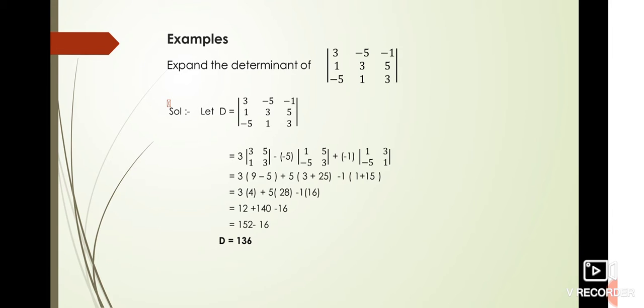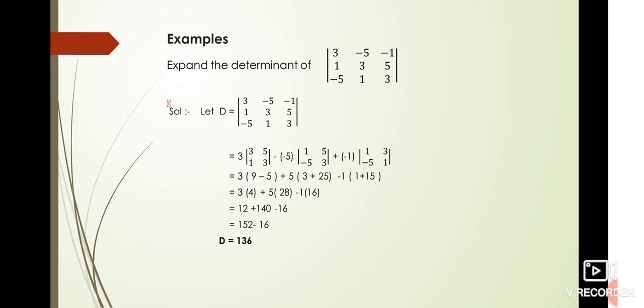So the remaining elements are 3, 5, 1, 3, minus the second element, minus 5, multiplied by the minor of minus 5, where we delete the elements of the first row and second column. So the remaining elements are 1, 5, minus 5, 3, plus the third element, minus 1, multiplied by its minor, which is 1, 3, minus 5, 1.